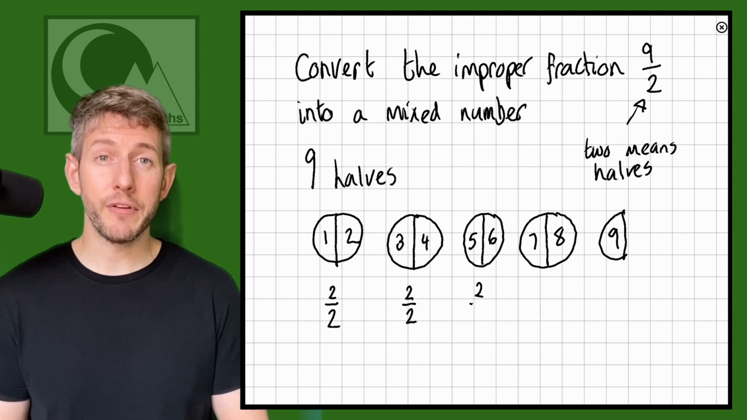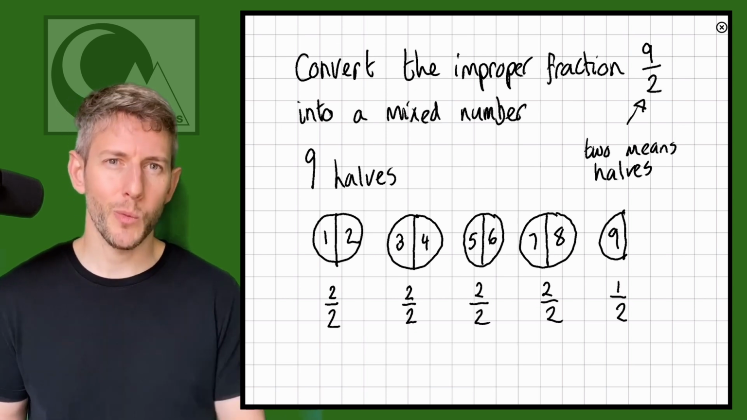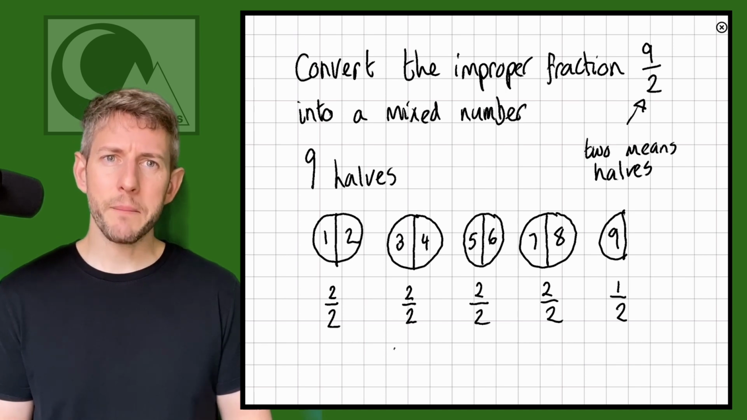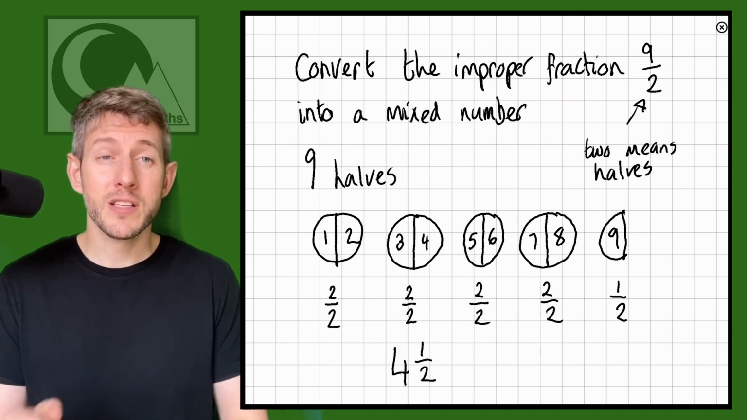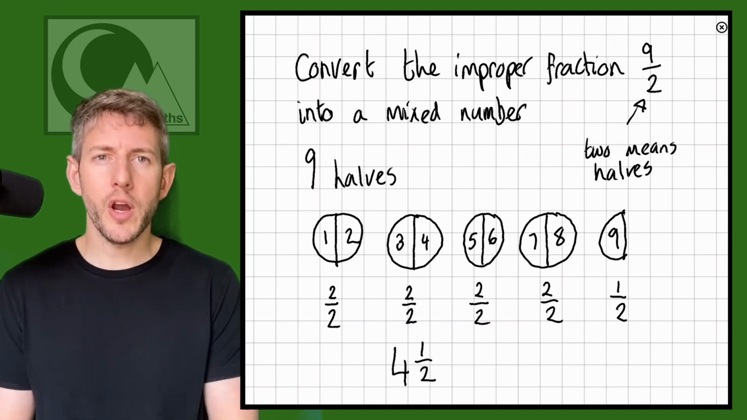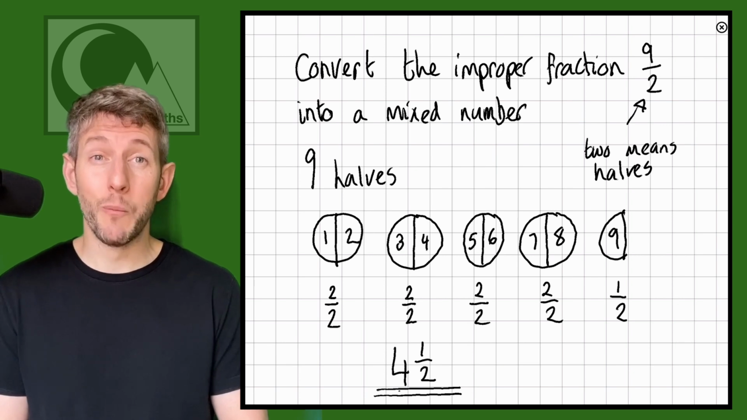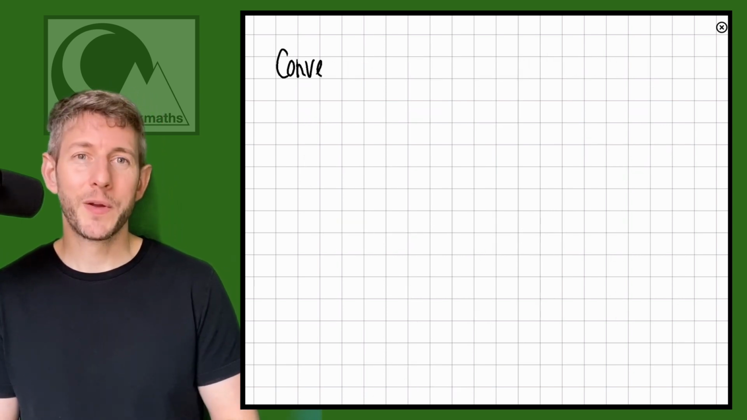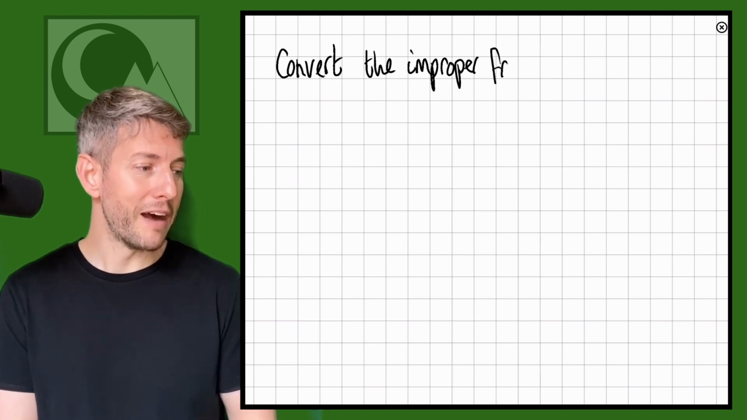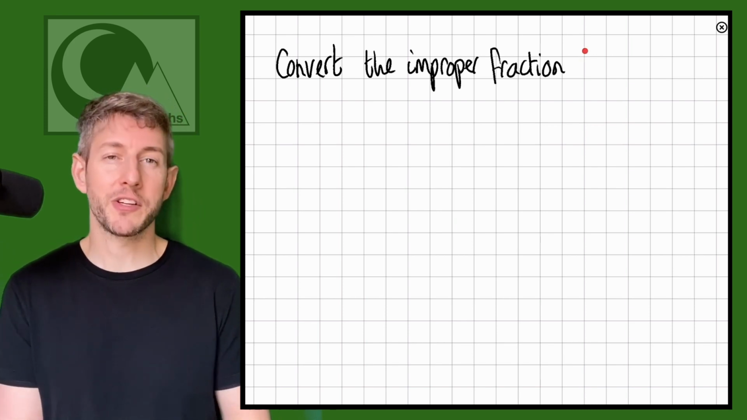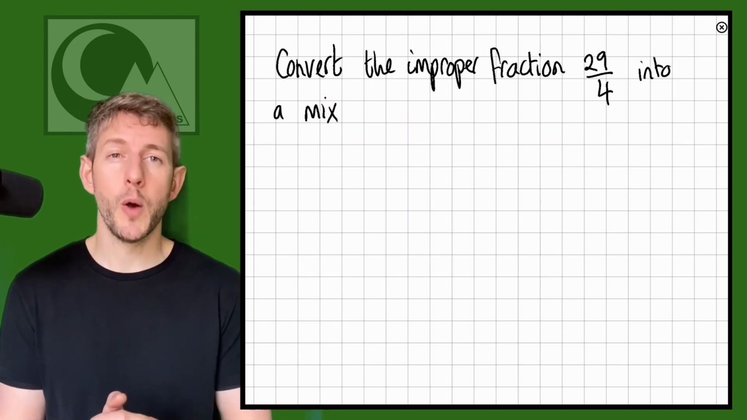So I'm going to have 2/2, 2/2, 2/2, 2/2, 1/2. So that means I've got 4 wholes and 1 half. So if I was going to write 9/2 as a mixed number, I'm going to write 4 and 1 half. Okay, let's look at this next question. So here we have convert the improper fraction 29/4 into a mixed number.